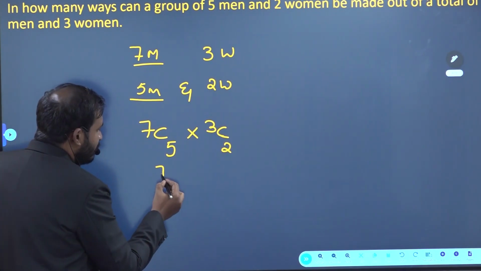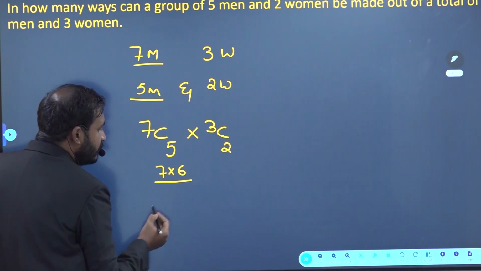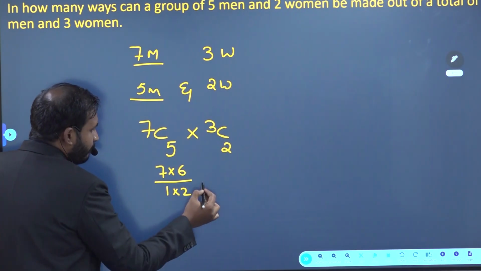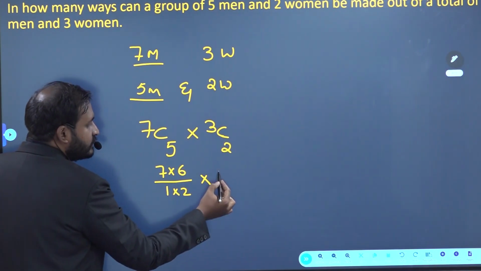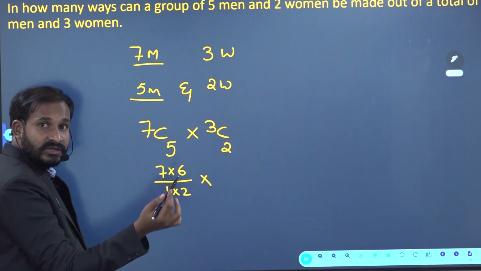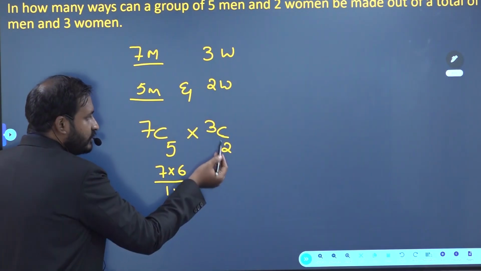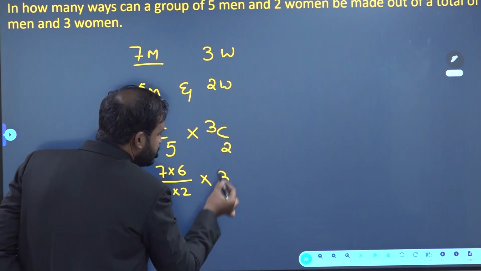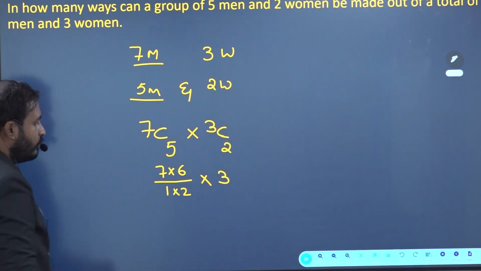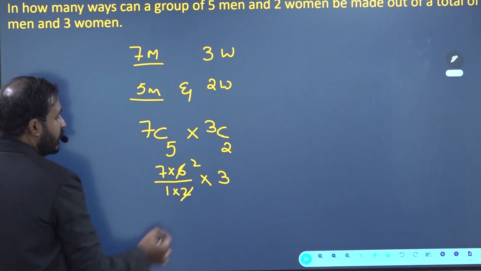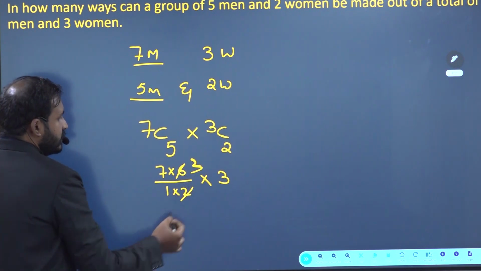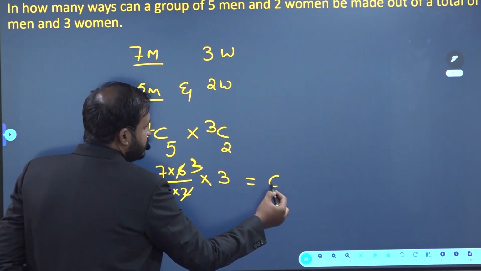So what will I do? 7C2 means 7 into 6 by 1 into 2. 3C2 is also equal to 3C1. 3C1 means 3. I hope you understood this one. So 3 times, 7 3s are 21, 21 3s are 63.